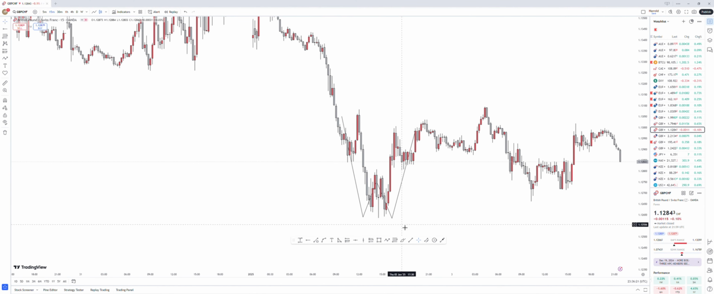We have a neckline at this particular region over here. And you can see that immediately price broke and retested the neckline. Price broke our neckline and we have a retest around this region.